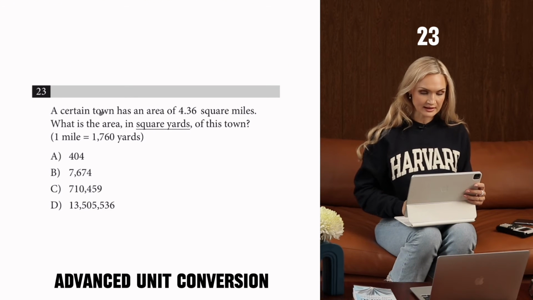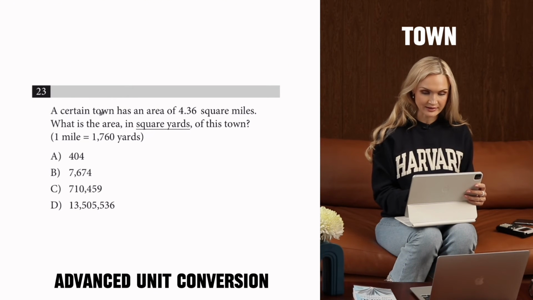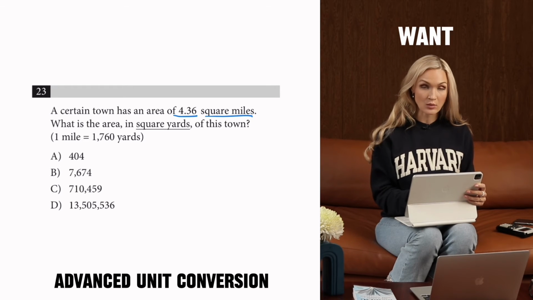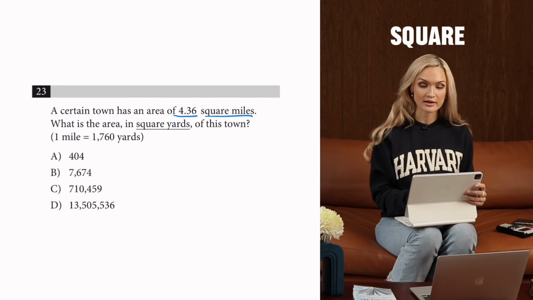Question 23. We now know that a certain town has an area of 4.36 square miles, and then they want it now converted into square yards.